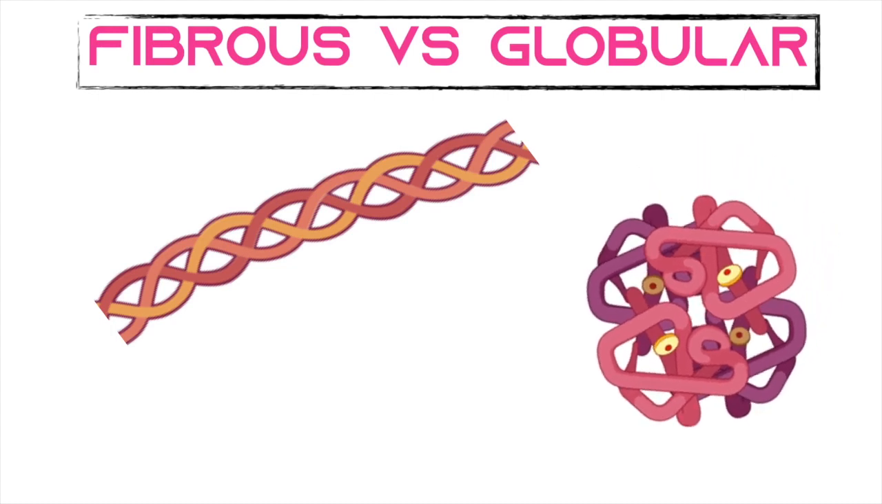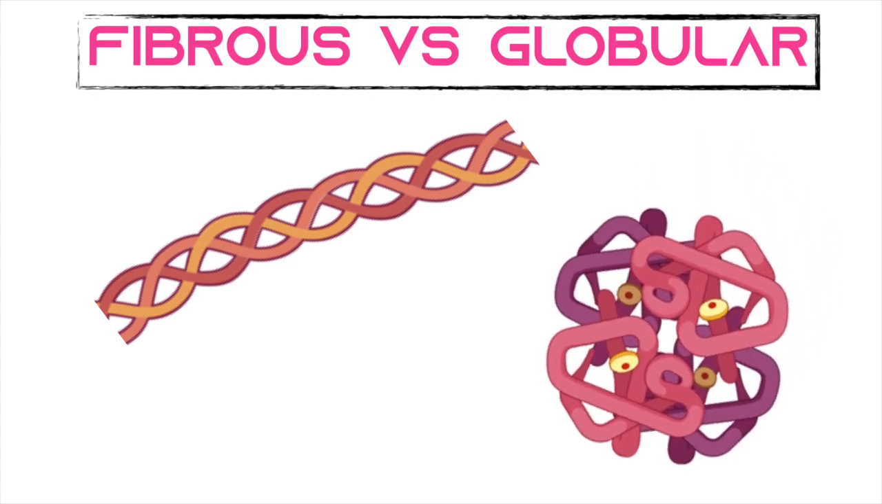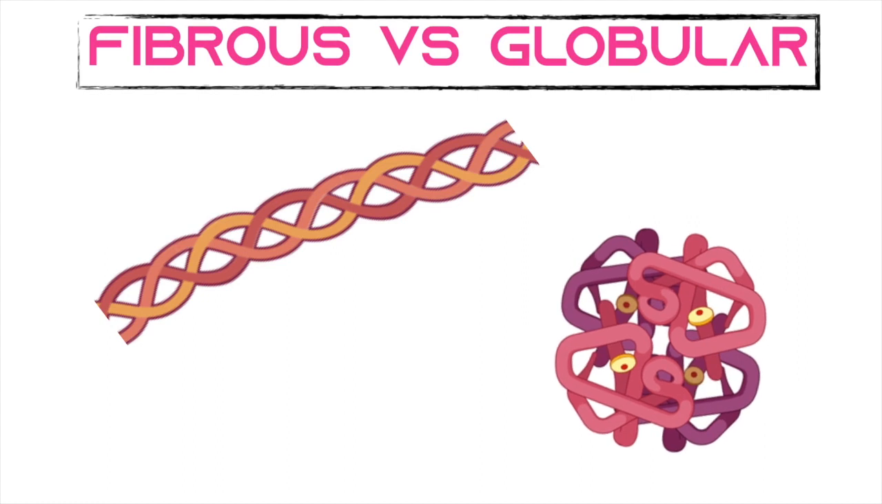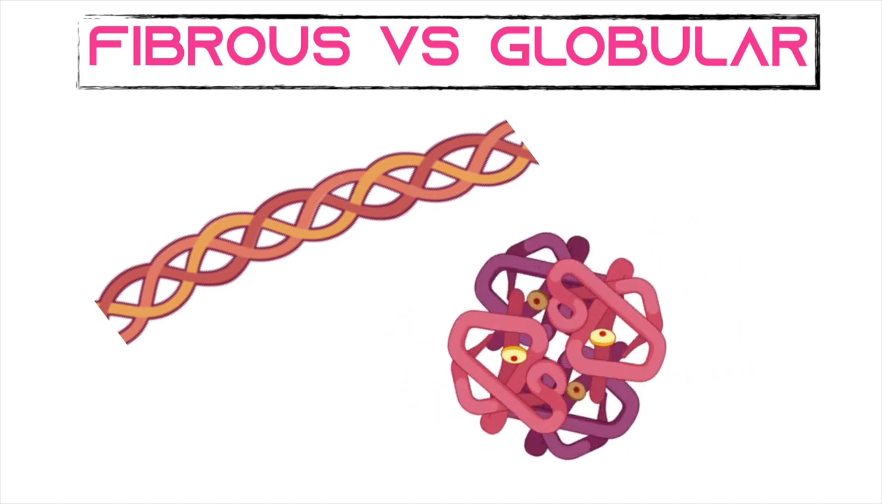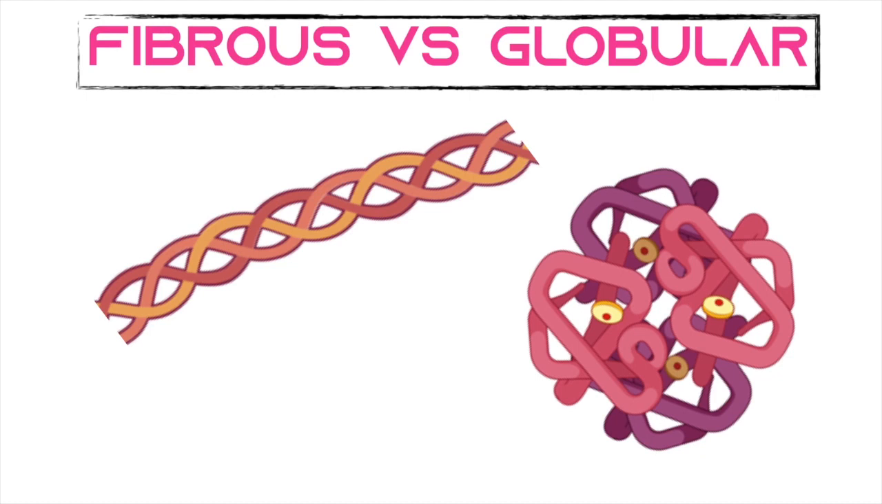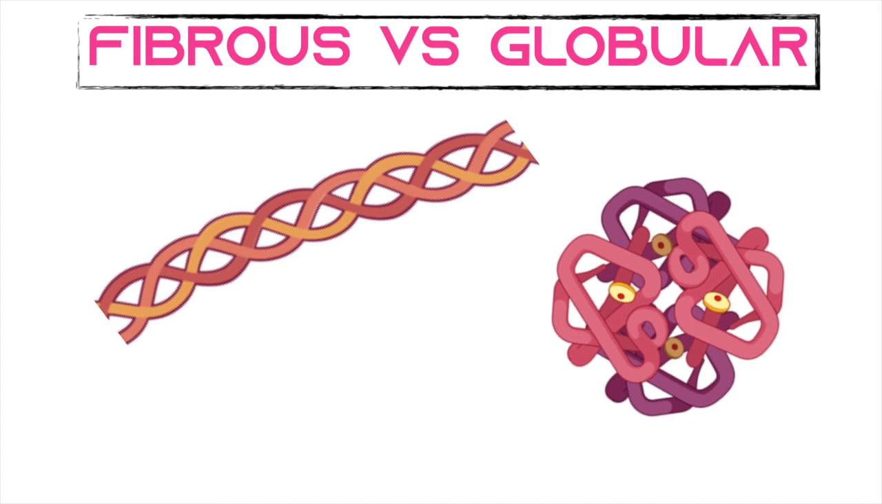The other class of proteins is called globular. Globular proteins tend to have spherical shape and they're quite smaller than fibers. Globular proteins are usually the ones that carry out functions. So hemoglobin is a globular protein, so are all enzymes, hormones, and antibodies.